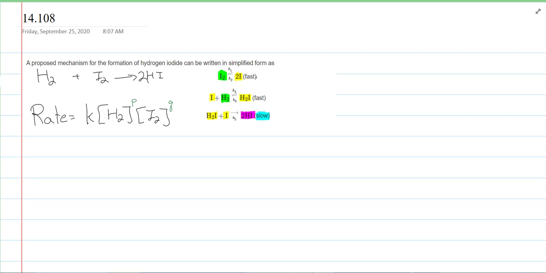However, we have these fast steps in equilibrium and the slow step. So we know that the rate law comes from the slow step. So currently, our rate law would be rate equals K5 times the concentration of H2I times the concentration of I. So what I need to do is substitute in for H2I and I to get the rate law in terms of H2 and I2.